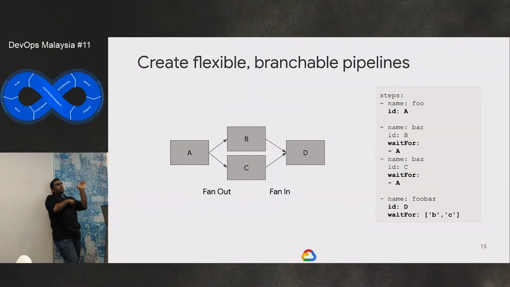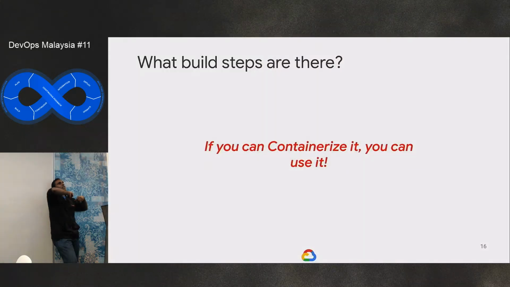And yes, so you can do stuff like that. You can fan out and fan back in based on the wait for parameter in the YAML file. So if you can containerize whatever your build step is, you can use it. You just have to treat it in a similar way to how you treat your application container, and then you can use that as your build container as well. Okay. Questions so far?